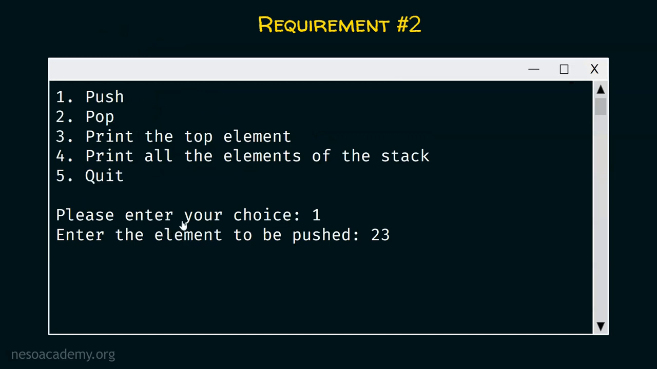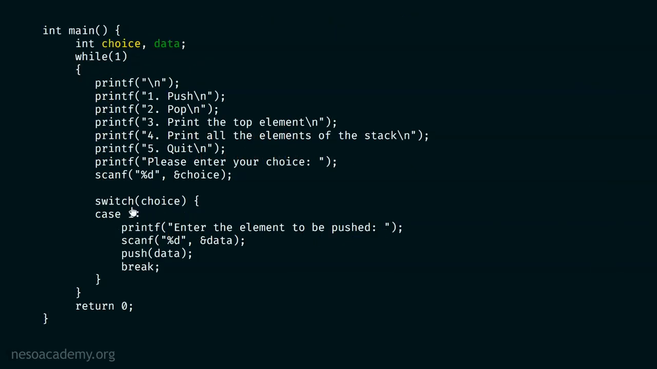After this is requirement number 2. After asking the user to enter their choice, it might be possible that the user has entered 1. In that case, we must print this message, that is enter the element to be pushed. Then the user will enter some element and we will store that element within the data variable. Okay. And we will also push that element onto the stack. This is what we should do. So we will use switch case for this purpose because we have multiple cases, right?